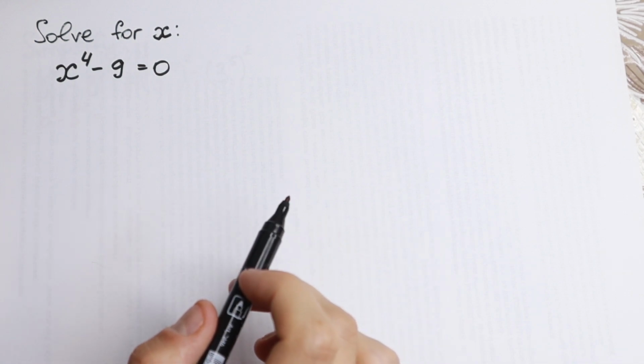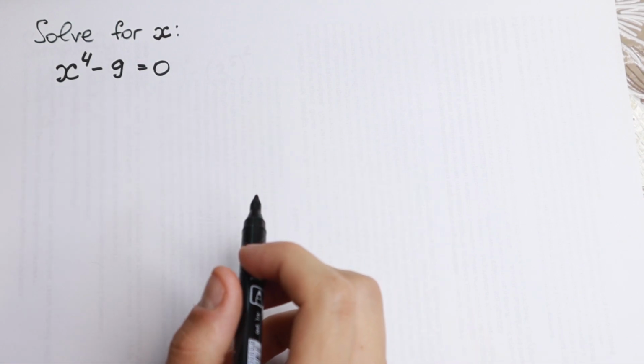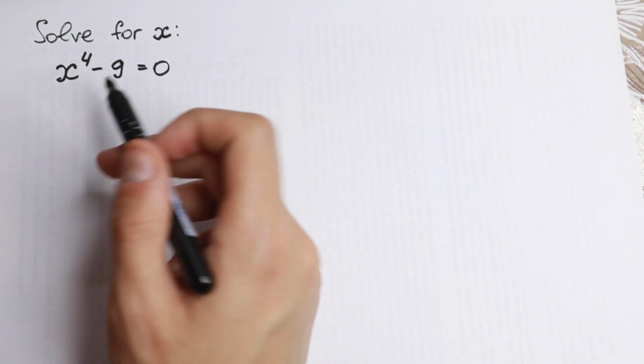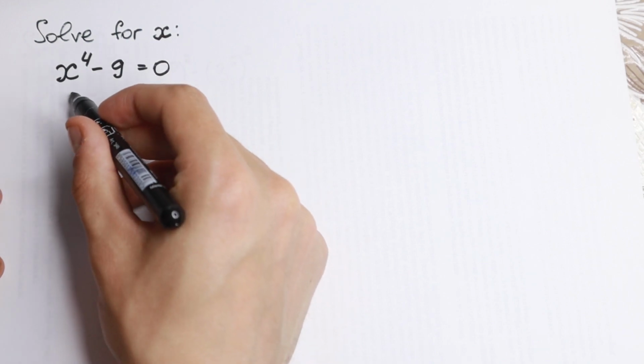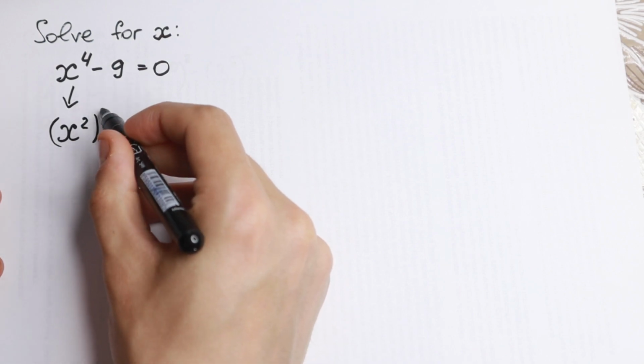Really interesting equation today. We have x to the fourth minus 9 equal to 0 and we need to find our roots. How can you do this? Take a look closely. If we have x to the fourth power, it's really good power because 4 can be divided by 2, and moreover this 4 can be written as x squared to the second power.